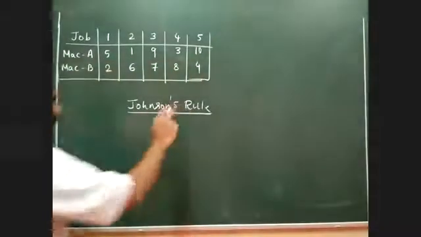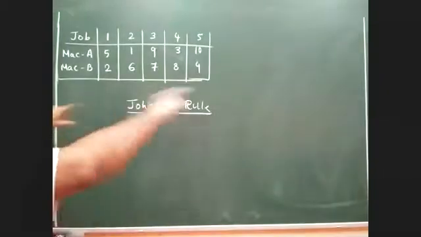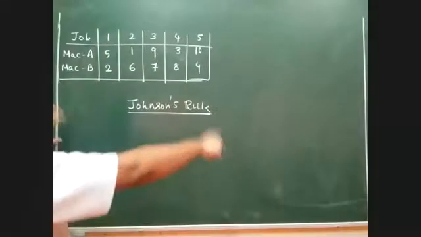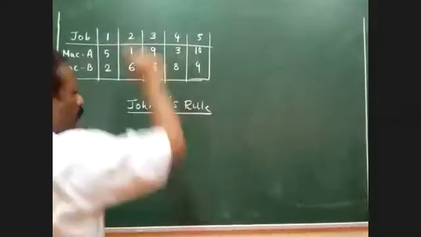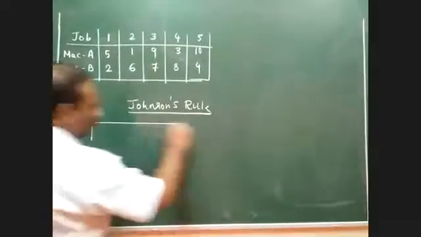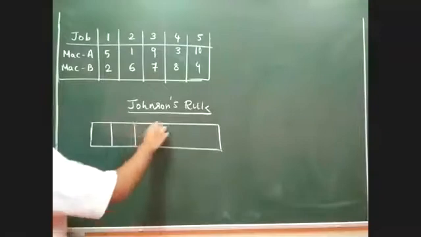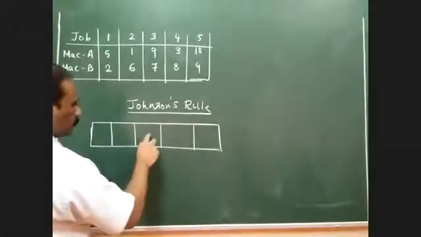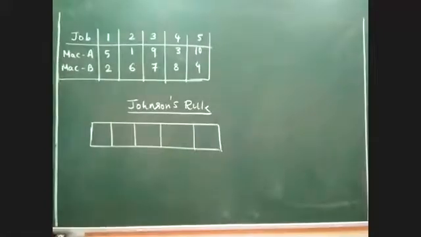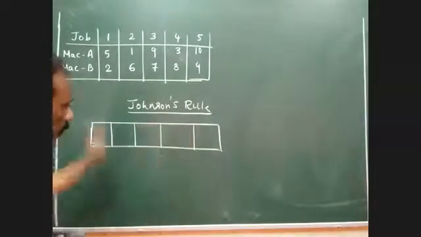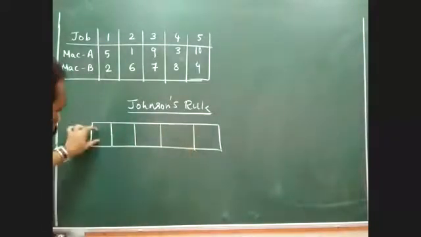For Johnson's rule, I'm supposed to write a table or box exactly equal to the number of jobs. Since there are totally 5 jobs, I'm supposed to write 5 boxes. Like this: 1, 2, 3, 4, 5. These are the 5 boxes. Now, in these boxes I'm supposed to decide the order. This is job number 1, job number 2, job number 3, job number 4, job number 5. The order in which they are processed decides which job comes in which box.